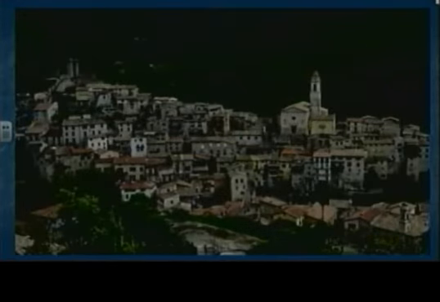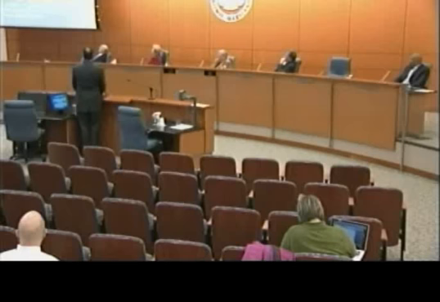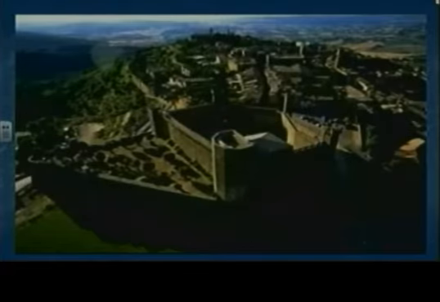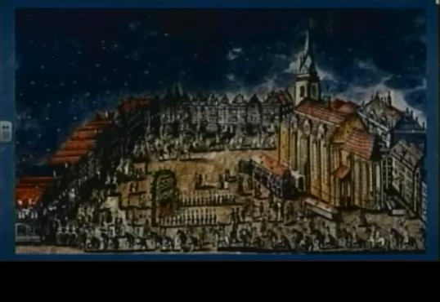So if you look at the medieval village, one, it's concise. It's contained within a very limited number of acres. A medieval village was typically located on a hill protected by walls. The smaller the circumference of walls, the more dense the village. By building all property uses close together, the walls were able to protect the village more securely than if the village was spread out over many hundred acres. So it's the exact opposite of what we would call today sprawl. And here's an example of what we're talking about as a medieval village with ramparts or walls.